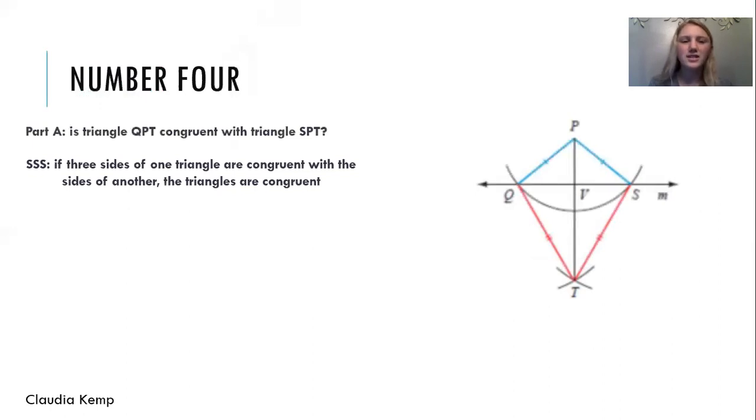And it states that if 3 sides of one triangle are congruent with the sides of another triangle, then the 2 triangles are congruent. Well, we can see that line PT is the same as itself, and it's the same line in both triangles, and since the line QM is also the same, then we know that the 2 triangles are congruent.